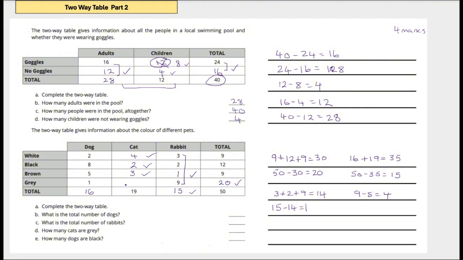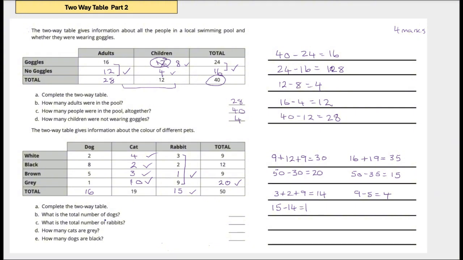And then finally, a grey cat. 1 plus 9 is 10. 20 take away 10 is 10. So we're going to check that. 10 plus 9 is 19, plus the 1 is 20, so it equals 20. And that's how you fill a table out. So now we answer the questions.